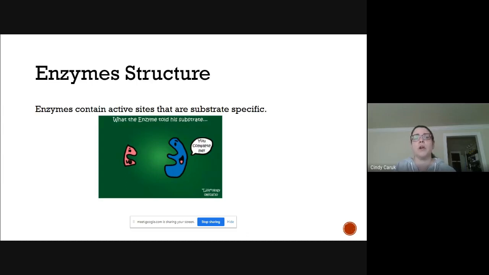So enzymes are organic catalysts, and we talk about them as though they're specifically proteins, but we have found out that RNA can also act as an enzyme, and that's part of the RNA world hypothesis, evidence that the first genetic material was RNA-based, not DNA. But enzymes have an active site that is substrate specific. So the substrate is going to bind to the active site here, right? And it has to fit that active site.